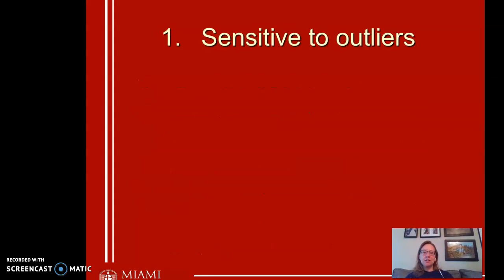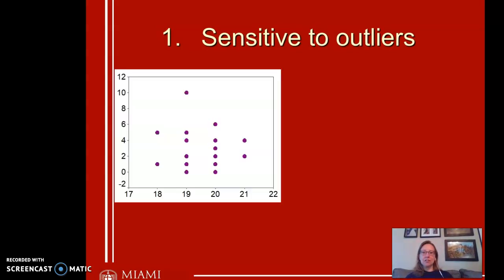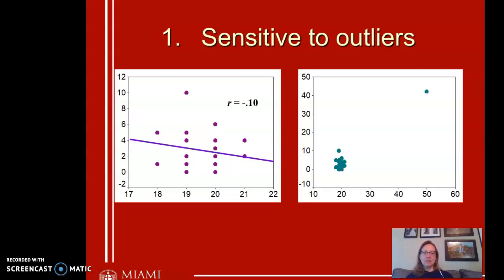Now, first then, correlation is sensitive to outliers. So if you have an outlier in your data set, here's a correlation that's small, kind of on the border of maybe not looking like much of a relationship. But if you had something like this for your pattern of relationships, you can see how that outlier up here in the corner isn't doing the same thing as everybody else.